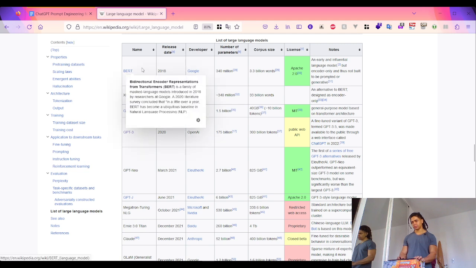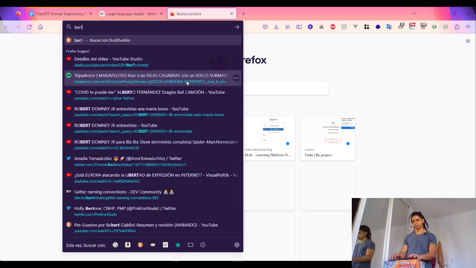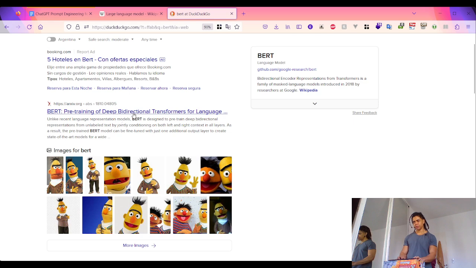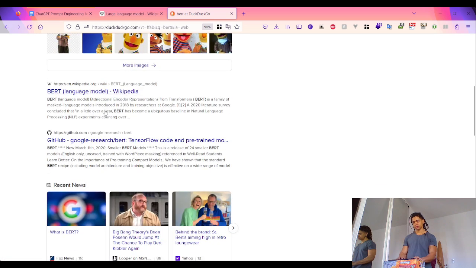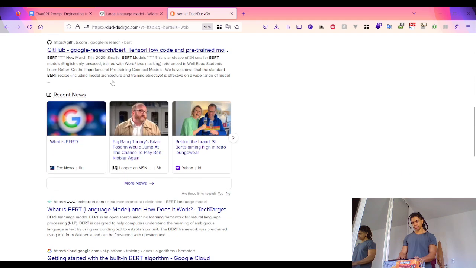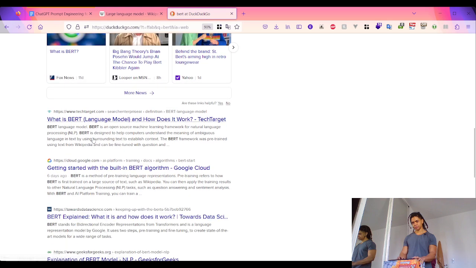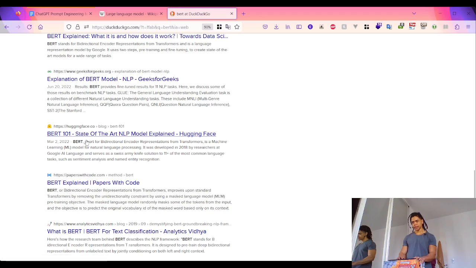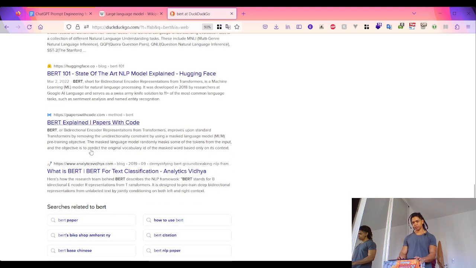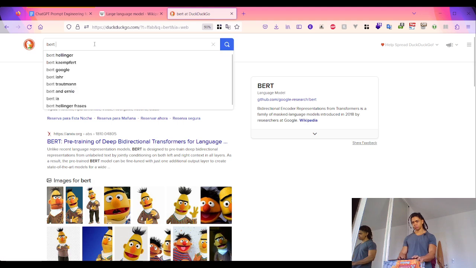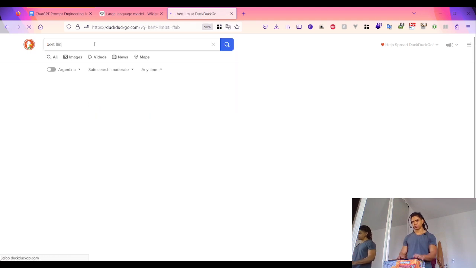Then you have BERT, pre-training of deep bidirectional transformers for language understanding. BERT 101, state of the art NLP. And BERT, which is another large language model.